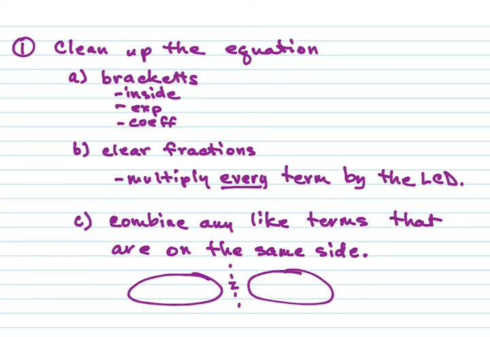So you're going to clean up the equation using those three steps. Brackets, fractions, like terms that are on the same side. Be careful. Don't just think of it as combine like terms. It has to be combine like terms that are on the same side. Because you may have like terms, but they're on opposite sides. That's not combining. That's going to be moving. And if we're moving across the equal symbol, that's completely different.